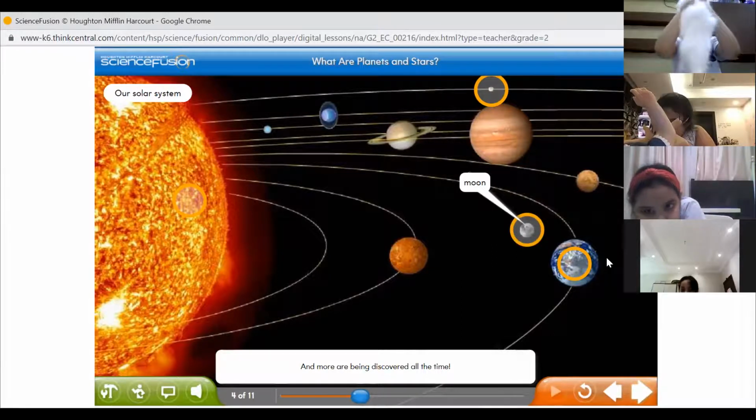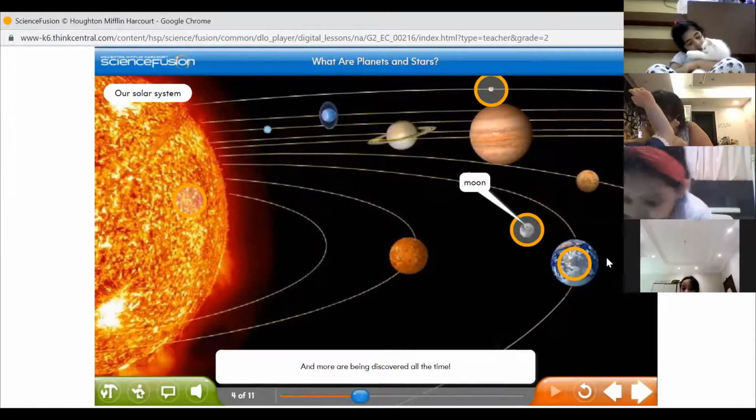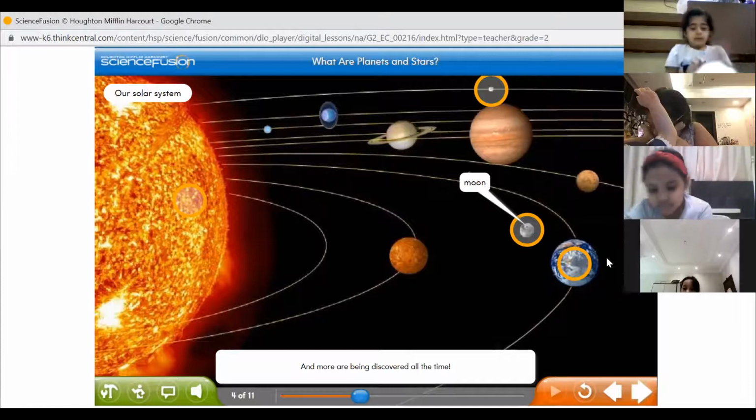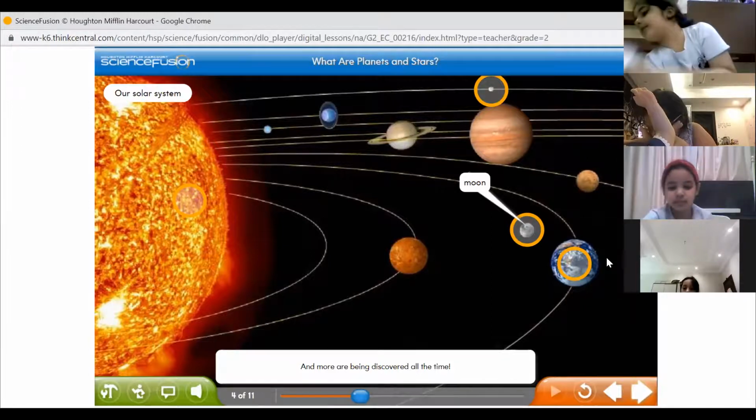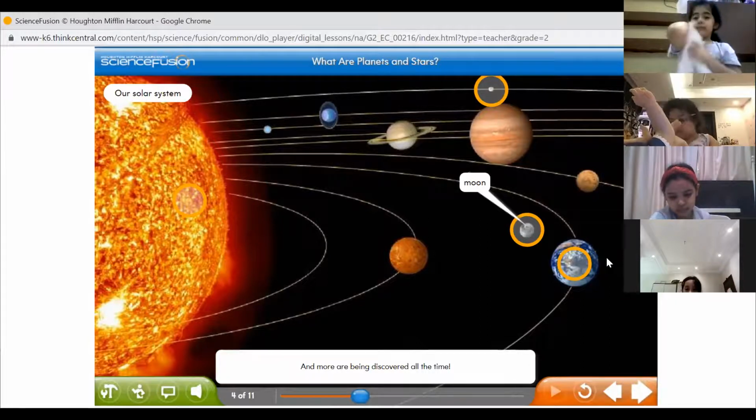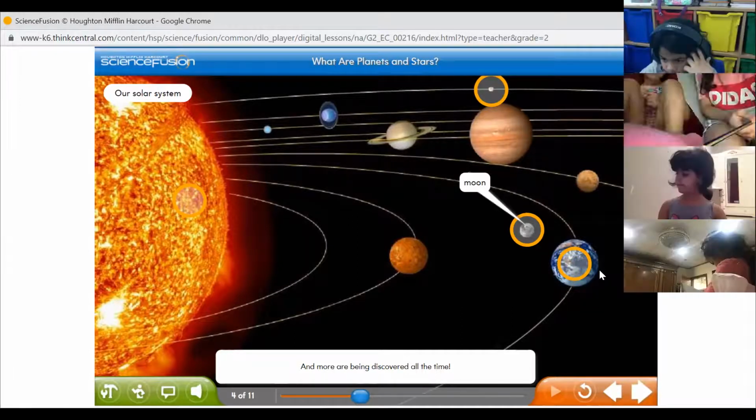All right, so Earth has only one moon, okay? It has only one moon orbiting around it. And it's a little bit big. It's 1/4 of the Earth, all right? But other planets, because they are so huge, bigger than Earth, they have so many moons. Some of them can have 150 moons going around them. But Earth has how many moons, guys?